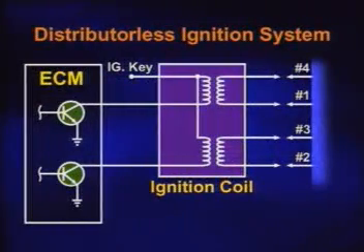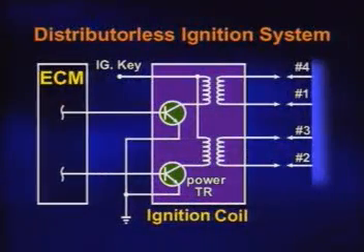In the distributorless type, 2 or more of the ignition coils are installed. The ECM directly controls the primary coil. High voltage is distributed to each cylinder without a distributor.